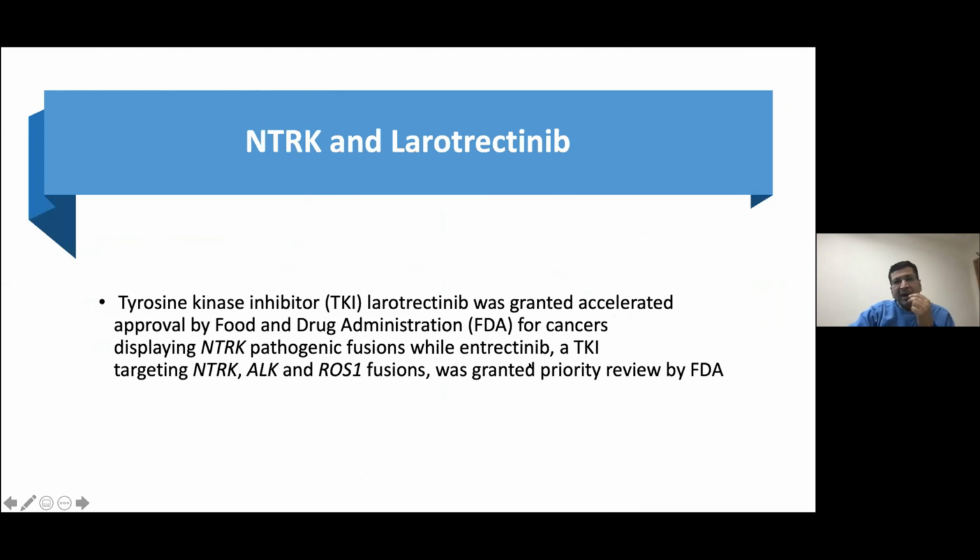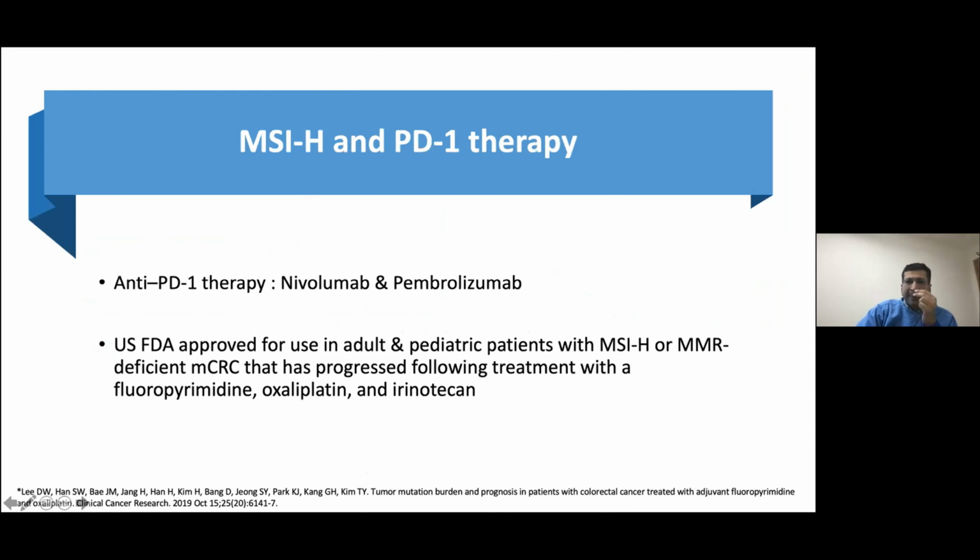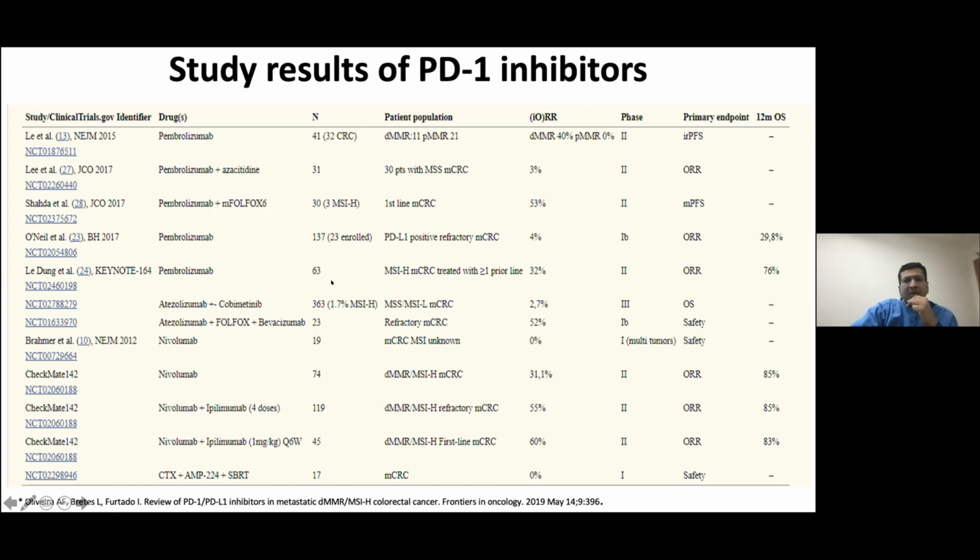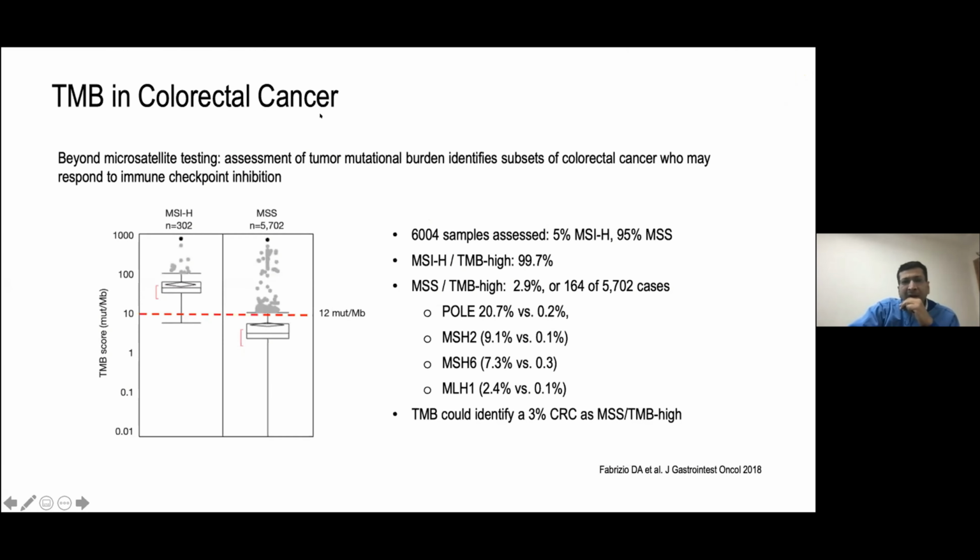Then NTRK and larotrectinib, again, we have something to manipulate. MSI high and PD-L1. If MSI is high, we have anti-PD1 therapy in the form of nivolumab and pembrolizumab. And these are approved now in first line also. So there are different studies showing efficacy of PD-L1. We will not go into detail today. Tomorrow there is a session on it. Now this is an upcoming marker about which we do not know much yet.